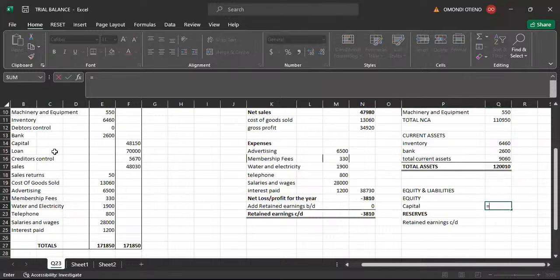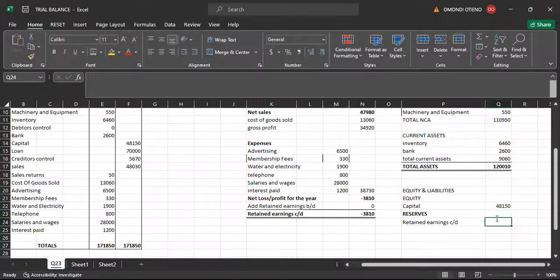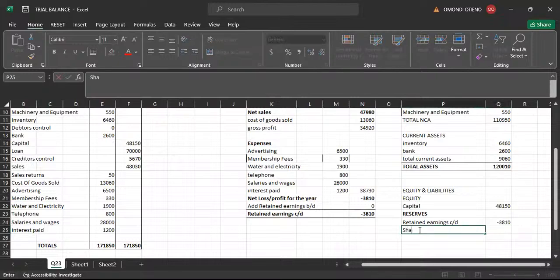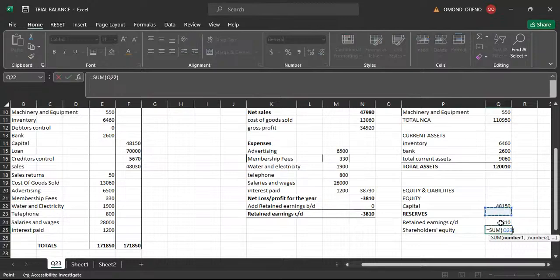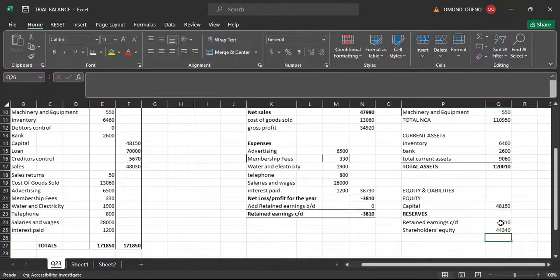So capital, we pick it from which point? Here is the capital. And then retained earnings, which happens to be our negative figure, that is it. If there is no other reserve, then we call it shareholders equity. Shareholders equity is the summation of everything that is here. That is capital plus any other reserve.